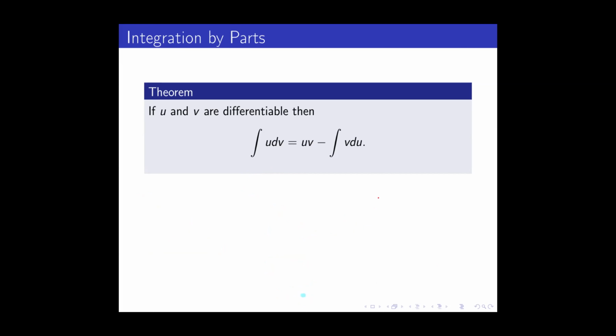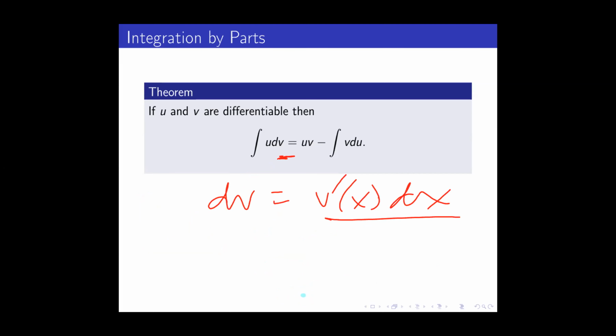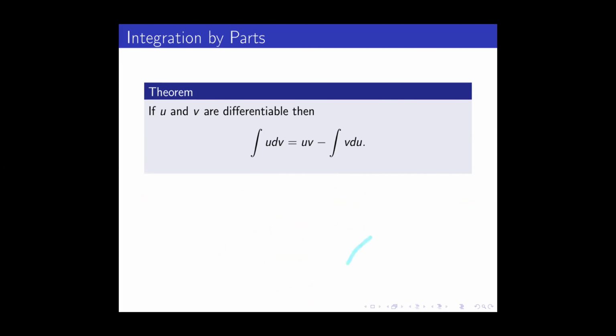You multiply both sides with dx, then what you get is dv is v'(x) dx. So that's what we replace this dv with. And then u is just u(x). So that is the way that you have to interpret what these two integrals mean. And this formula is just there so that it's easier to memorize, okay?